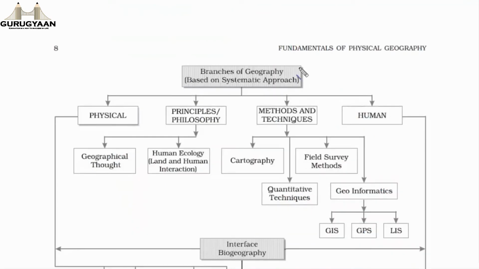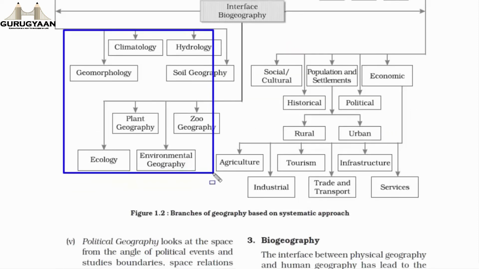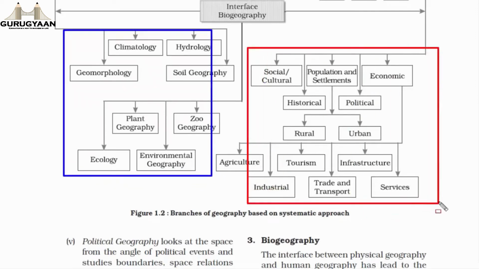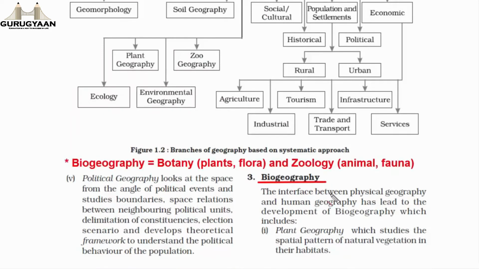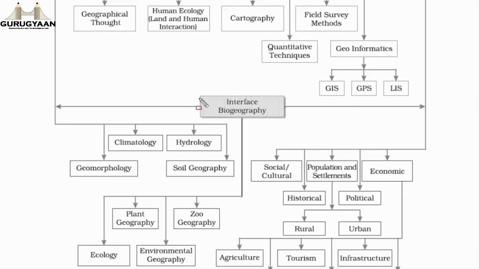Again, we have a picture that depicts the branches of geography. You have the physical on one side, then you have the human on this side. Let me just draw that. So this is the physical aspect of geography, and here is the human aspect of geography. Now there is another branch called biogeography. In this, we are basically talking about plant and animal geography. In other words, we call it botany and zoology. Now the interesting part is that biogeography lies in between physical and human geography.